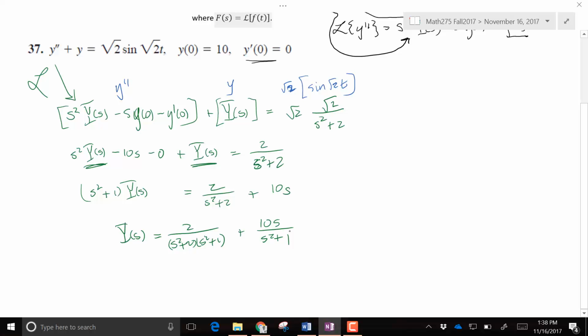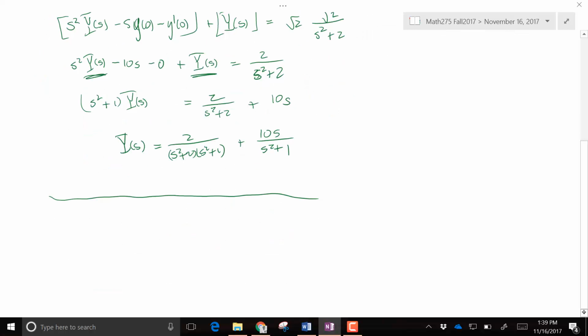Now, the second one looks nice. It looks like it's a cosine function, right? The 10 is a constant, so you have s divided by s squared plus 1, so that's great. The other one looks like it has some issues. So this will be the last partial fractions I'm going to do by hand. Everything else I'm going to put into Mathematica from now on.